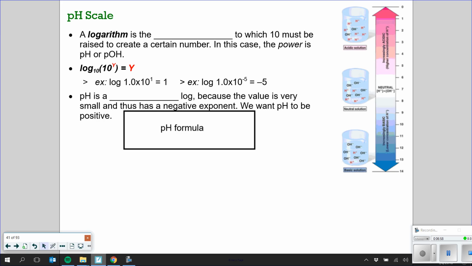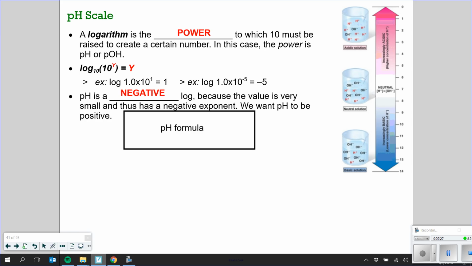When we're talking about the pH scale, we're talking about logarithms, and a logarithm is the power to which 10 must be raised in order to create a certain number. And in this case, our power is going to be pH or pOH. So if I've got log base 10 of 10 to some exponent, it's going to pull the exponent out. So for example, the log of 1.0 times 10 to the first is simply 1, or the log of 1.0 times 10 to the negative 5 is negative 5.